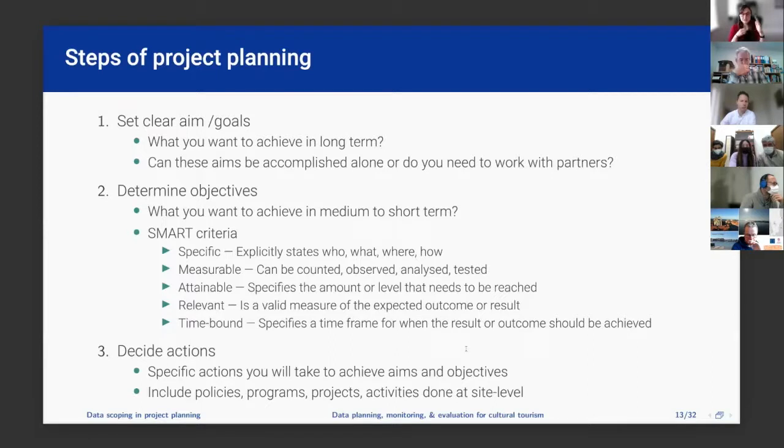It needs to be relevant. So are we measuring what we want to measure? Are we actually accomplishing what we want to accomplish? Is it a really good measure of our expected outcome or our expected results? And it needs to be time bound. It needs to be something that can be realistically achieved within the deadline that we're setting for ourselves.